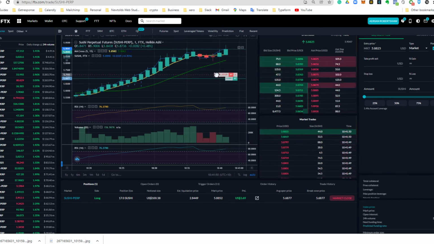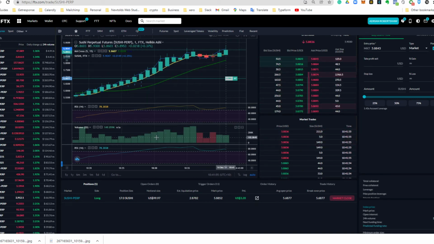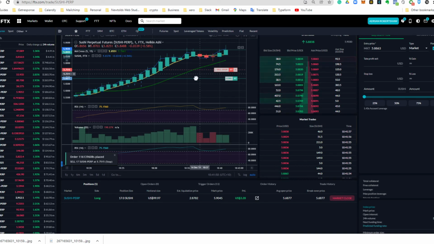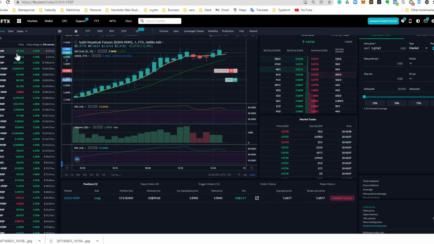So I'm going to bring my sell stop up here, and I'm going to modify order, and that will give me a sell stop there. So that'll trigger, if any of these lines here hit that spot, it'll trigger a sell, and I will make some profit at least now, no matter what happens. So even if BTC decides it's not too happy, but we'll see.